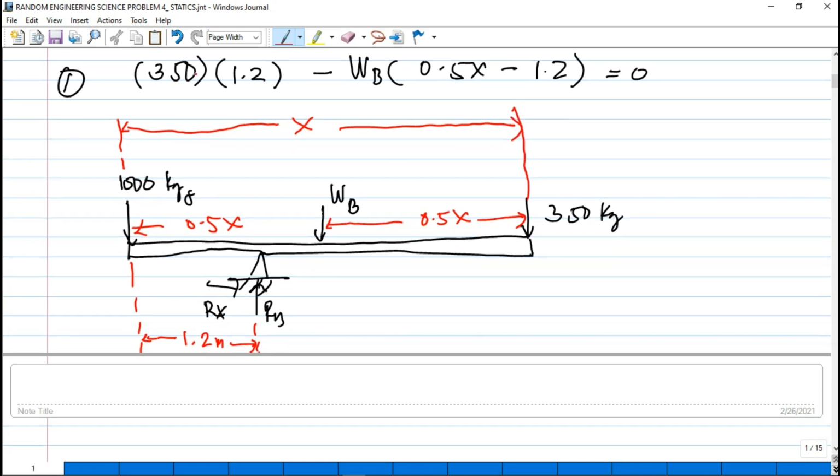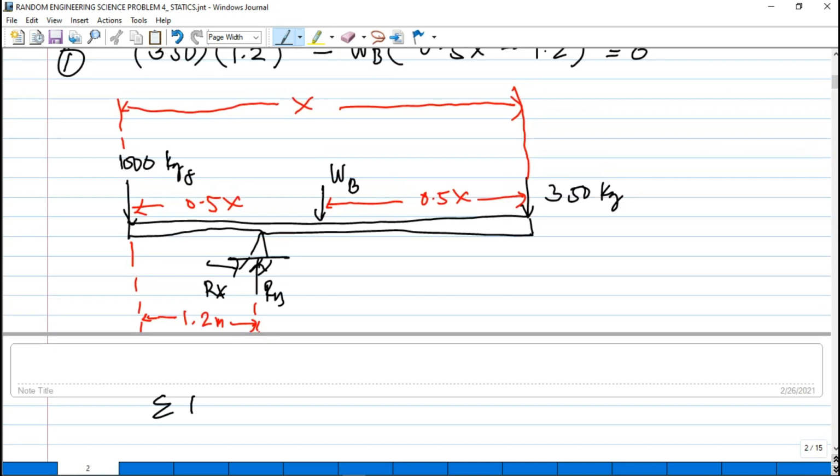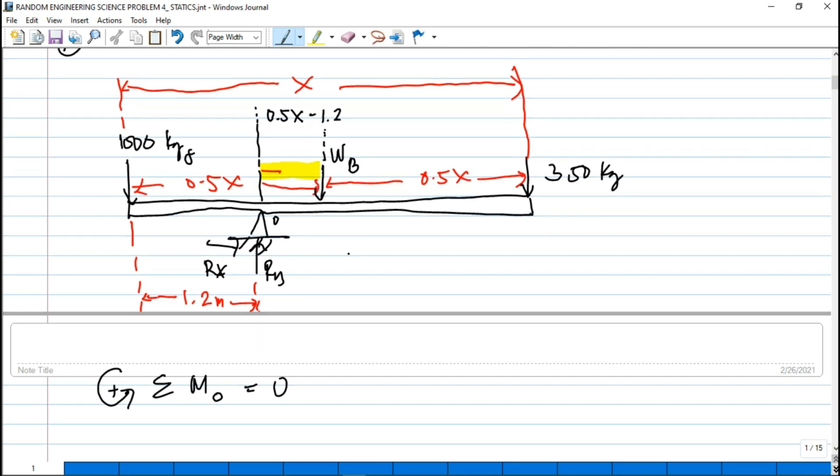So let's formulate again another moment equation. So summation of moment about the fulcrum, point O, equals 0. And again, assumption natin, counterclockwise moment is positive. Ang distance ng WB from this fulcrum is just 0.5x minus 1.2. So hanapin natin yung moment about point O.